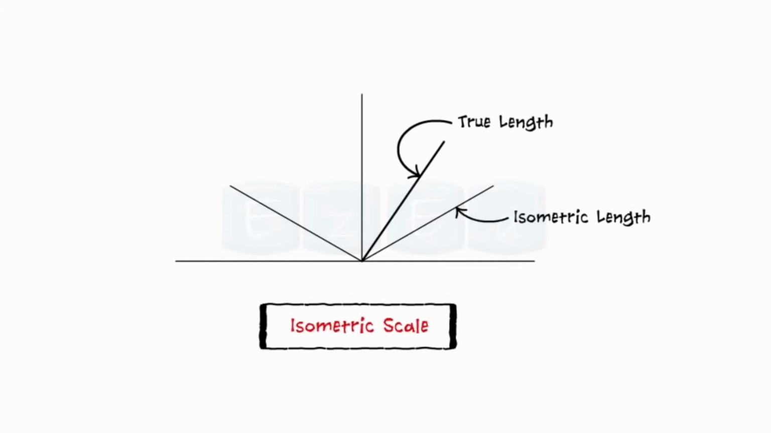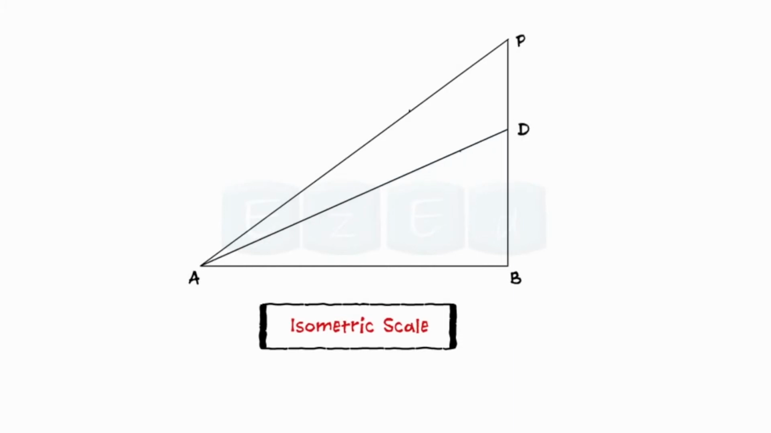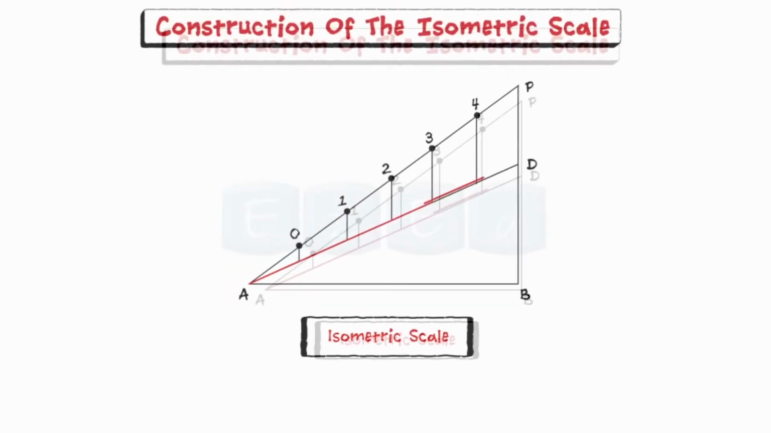Now we will see construction of the isometric scale. While drawing isometric projections, it is necessary to convert true lengths to isometric lengths. This is done by drawing an isometric scale. To draw an isometric scale, first draw a horizontal line AB of any length. From end A, draw lines AP and AD such that angle PAB is equal to 45 degrees and angle DAB is equal to 30 degrees. Now mark divisions of true length on AP, and from each division, draw vertical lines cutting line AD. The divisions that we obtain on AD give us lengths on isometric scale.